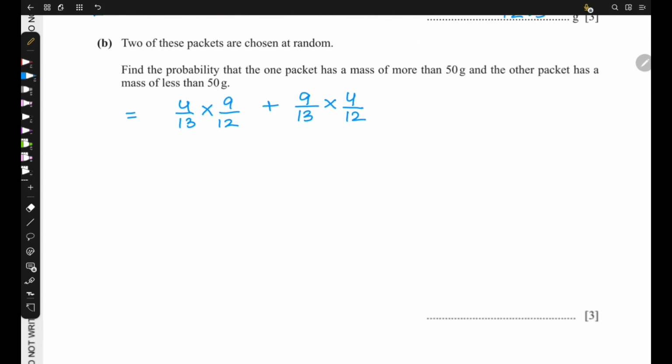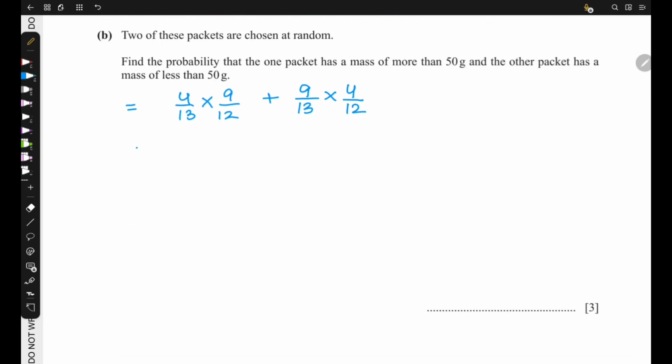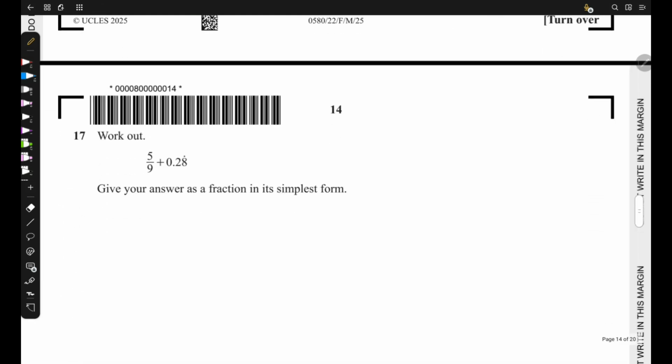Now we have to solve this in order to get our final answer. If we solve the first expression, the first two fractions, we will get 3 out of 13, and the second one is also 3 out of 13, and your final answer is 6 out of 13. This is your final required answer. Moving on.